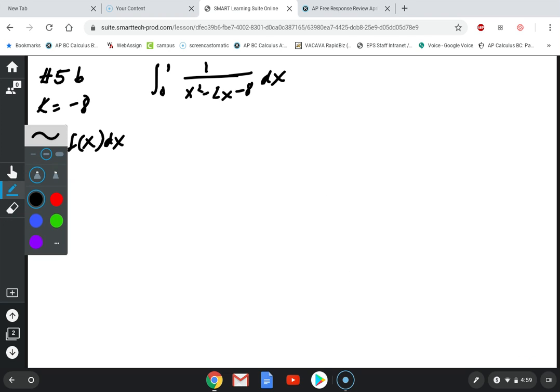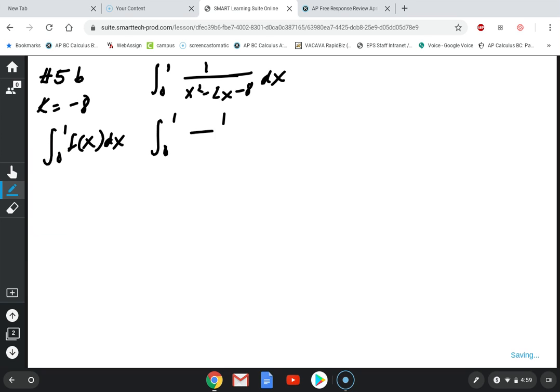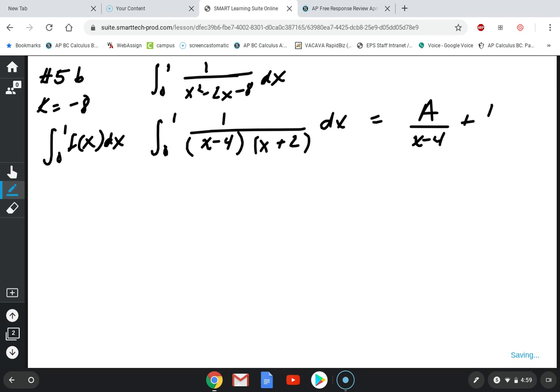If I go with partial fractions, I'm going to factor this. So I have the integral from 0 to 1 of 1 over x minus 4 times x plus 2 dx, and break that up into my partial fractions. So I have A over x minus 4 plus B over x plus 2. So I have A times x plus 2 plus B times x minus 4 has to equal the numerator of my fraction, which is 1.